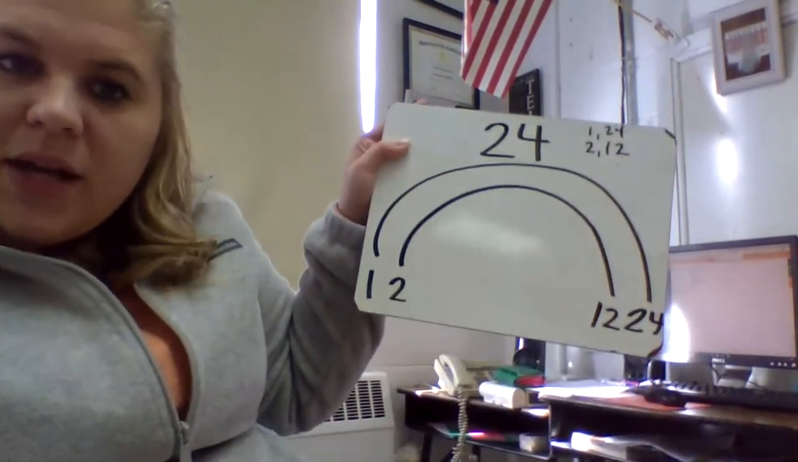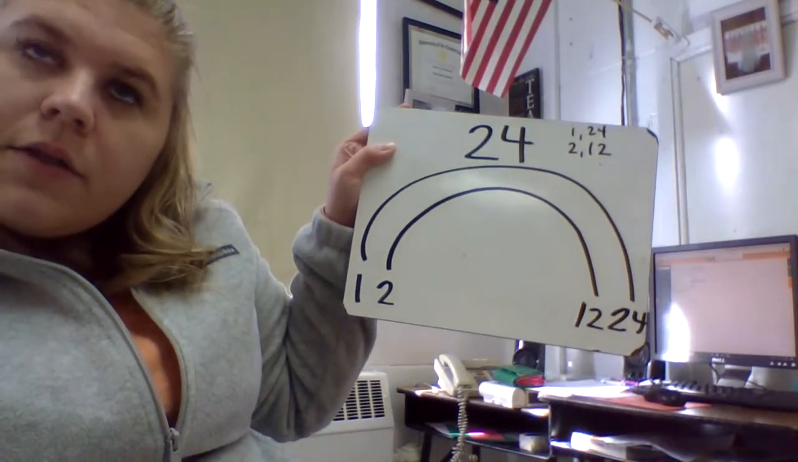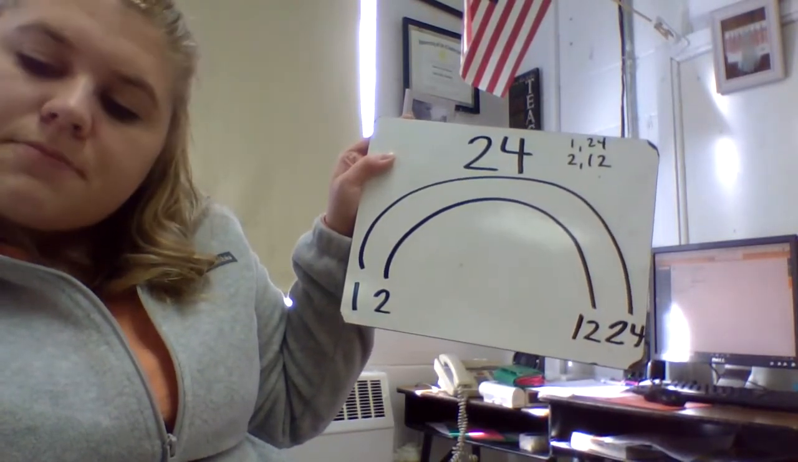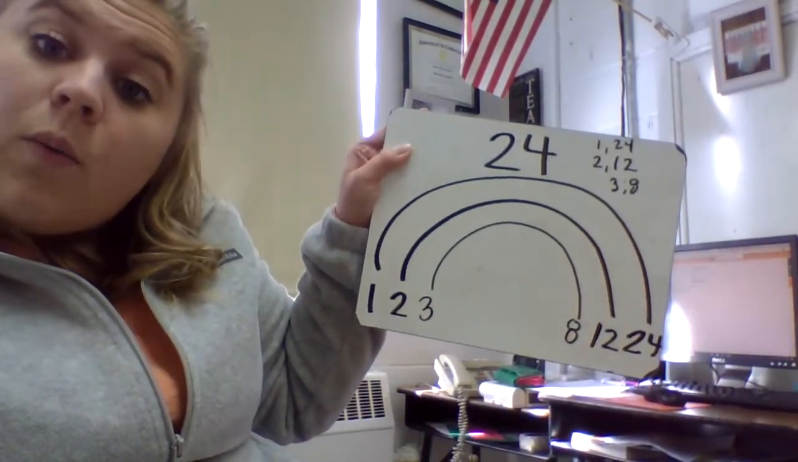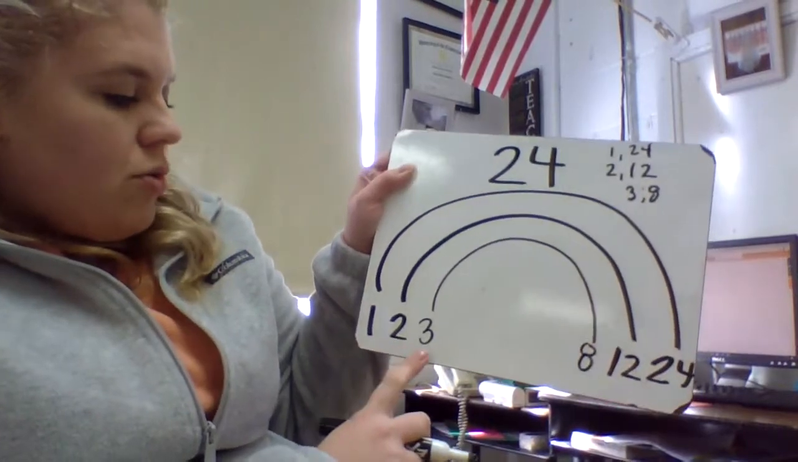Can I multiply 3 by anything to give me 24? 3 times what? 3 times 8 is 24. So I've added another hump to my rainbow. I've got one more. So I have 1, 2, 3, 4.